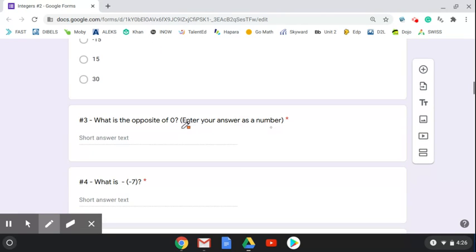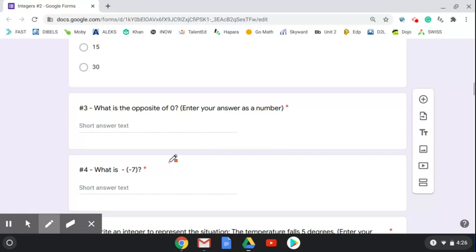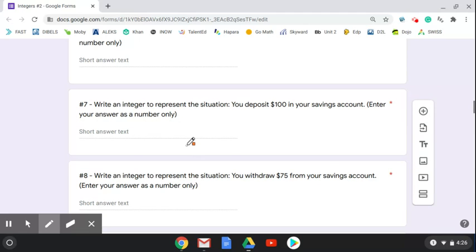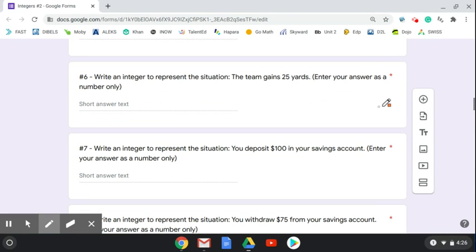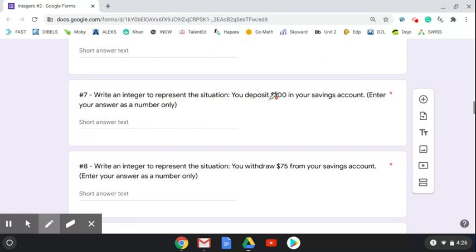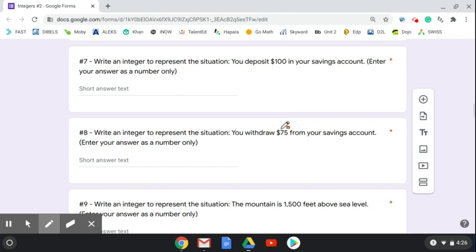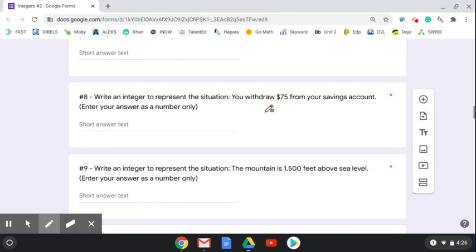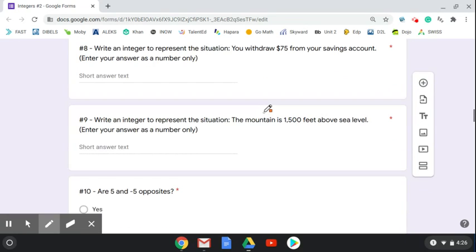The opposite of 0. 0 is its own opposite, and there is no negative 0. It's just 0. Here, numbers 5, 6, 7, and 8, you're going to write an integer to represent the situation. And be sure you enter your answer only as a number. So remember number 7 here, when you deposit money, money is going into your account, and so we represent that with a positive number. In number 8, we're withdrawing money. And so if you withdraw money, money goes out of your account, and we represent that with a negative number.